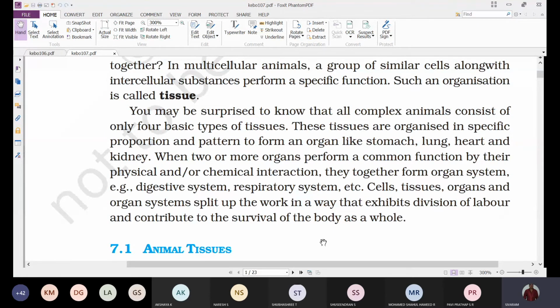When 2 or more organs perform a common function by their physical or chemical interaction, they together form an organ system. So sometimes different types of cells may group to perform one function, that is also a tissue. Different tissues which have a common function may group to form an organ. And different organs can group to perform a common function, that is considered an organ system.